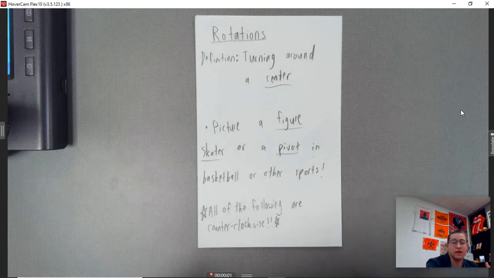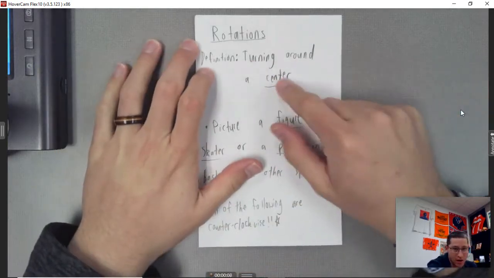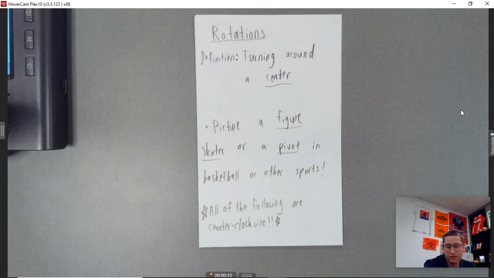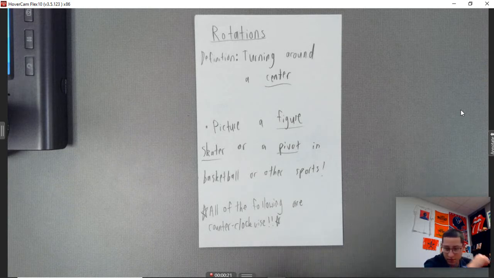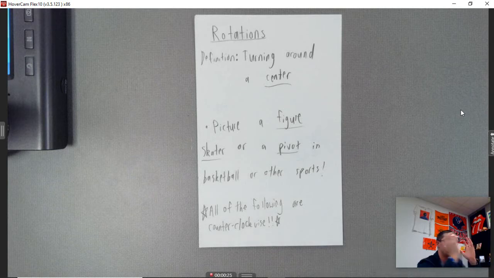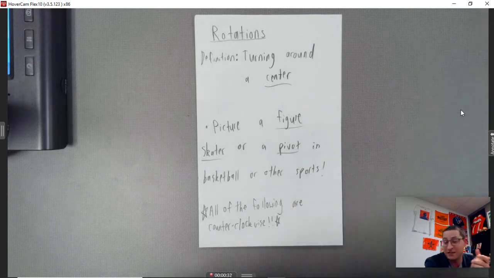Right. Our next transformation is going to be rotations. The definition is just you are turning around a center. We're talking points, we're talking shapes, which are made up of points. So I want you to picture a figure skater doing a little spin. I forget the name of that particular spin, but they're spinning around like this. Like I'm on my chair, but there you go. A spin like that is an example of a rotation.